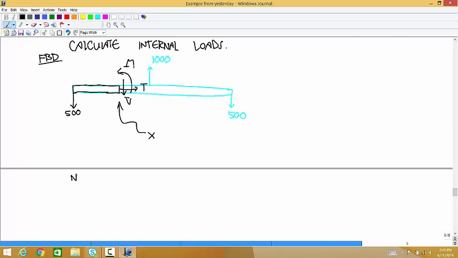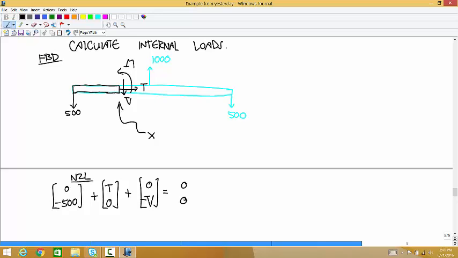Okay, so Newton's second law says 0, negative 500 plus T, 0, plus 0, negative V is equal to zeros. And so that says that no matter what x value we're at, T is equal to 0, and V is equal to negative 500.